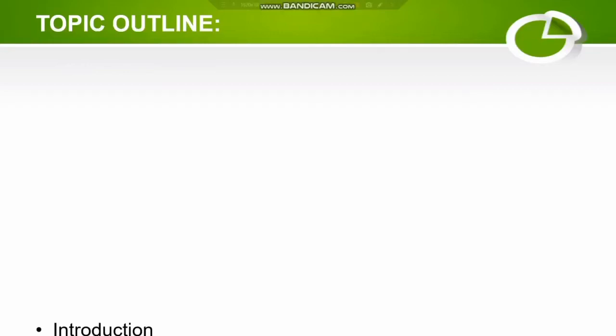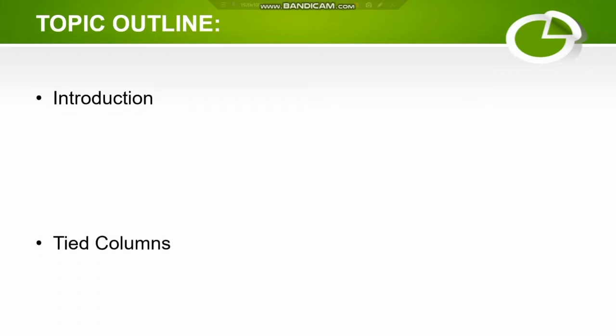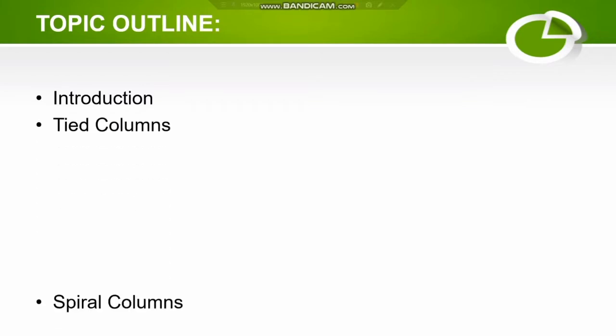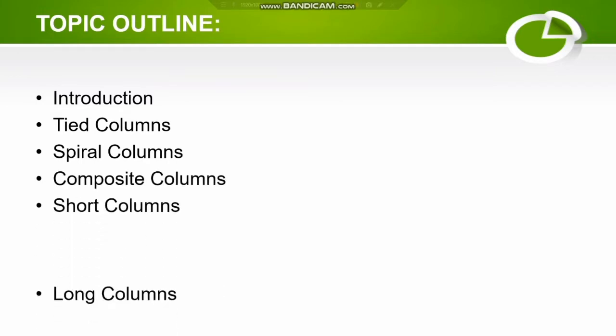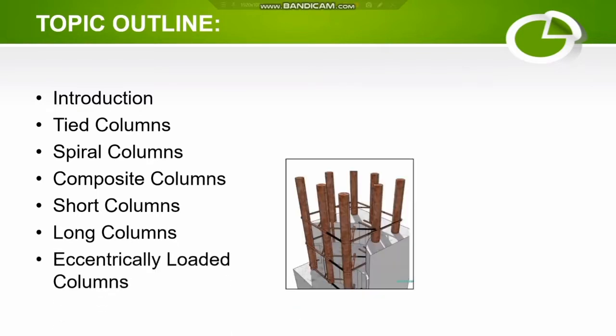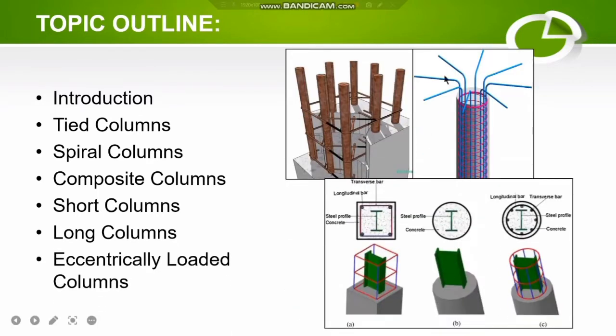So the topic outline is the following: the introduction of reinforced concrete columns, the definition of tied columns, as well as the spiral columns, composite columns, short columns, long columns, and of course the eccentrically loaded columns. This picture is an example of a tied column. This one is an example of a spiral column, and the bottom picture is an example of a composite column.